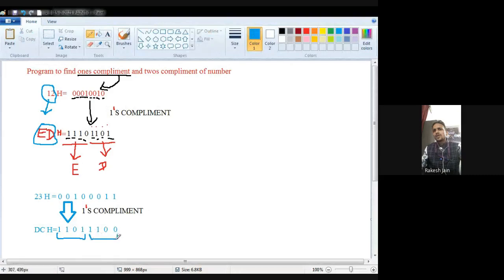12 is what? C, so DCH is my answer. So this is known as ones complement. So we will see how in microprocessor, whenever we provide a data 12H and we write down the program for ones complement, then definitely my answer should be EDH, and we will check that my answer is ED or not.